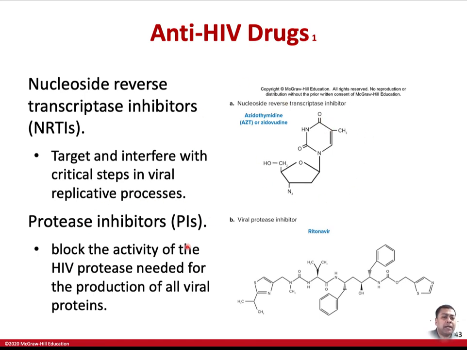Then you have the protease inhibitor. We just talked about that. This blocks the activity of the HIV protease needed for the production of all viral proteins. This is the structure of ritonavir, which is a protease inhibitor. This blocks the activity of the HIV protease, which is needed for basically the production of all viral proteins from the polyprotein. It cannot chop up the polyprotein to make the individual proteins. So that's your viral protease inhibitor.